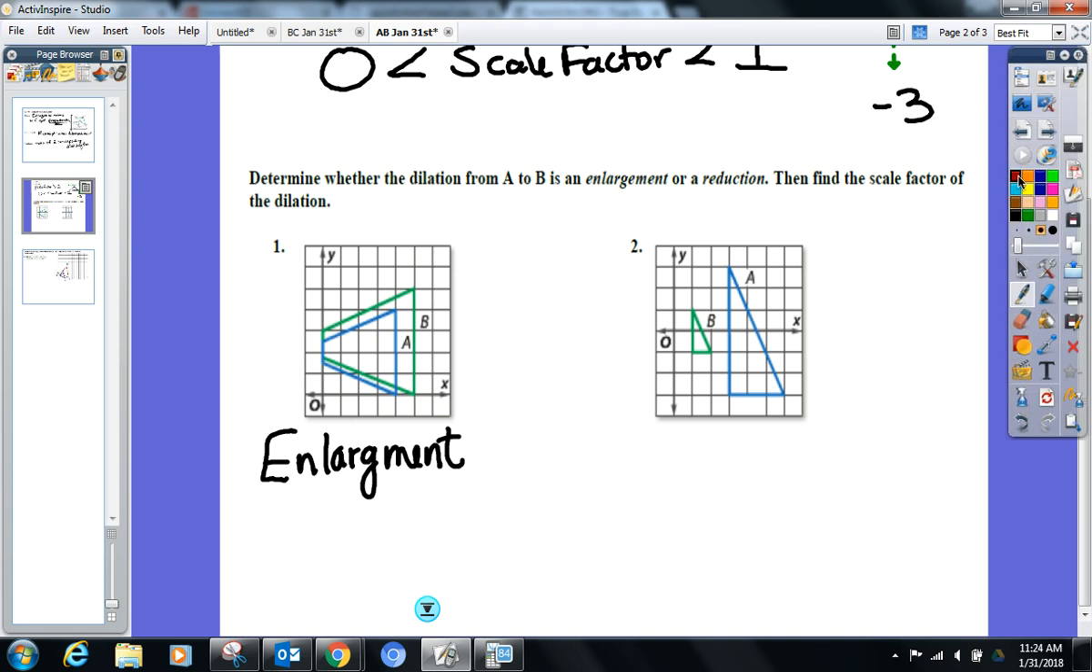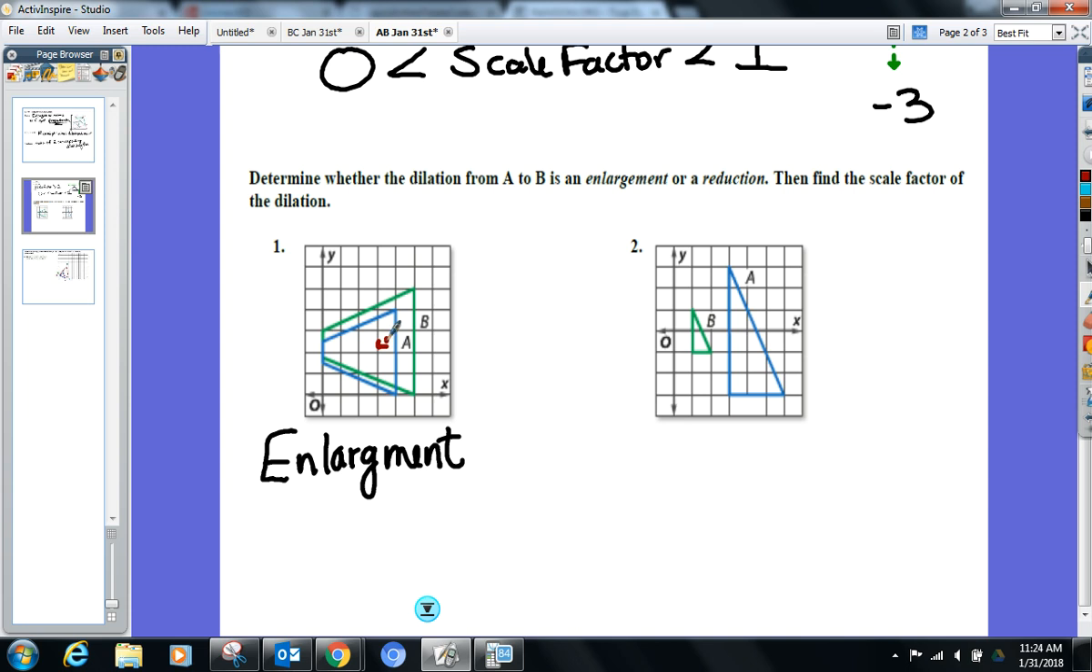So 2 corresponding side lengths. Let's see. I'm counting 1, 2, 3, 4 on figure A, and I'm counting 1, 2, 3, 4, 5 on figure B. Everyone else agreeing with me? Those are 2 corresponding sides, 4 and 5. You told me this was an enlargement or reduction? So what do you know? Look up top. What do you have to know about your scale factor if it's an enlargement? It's got to be bigger than 1.